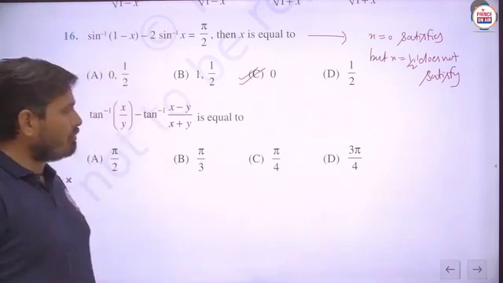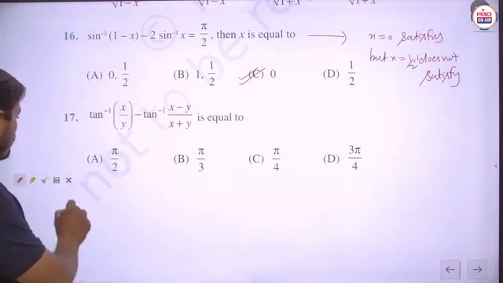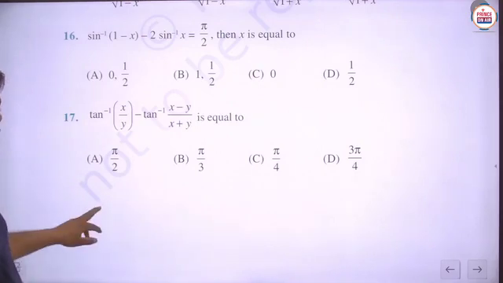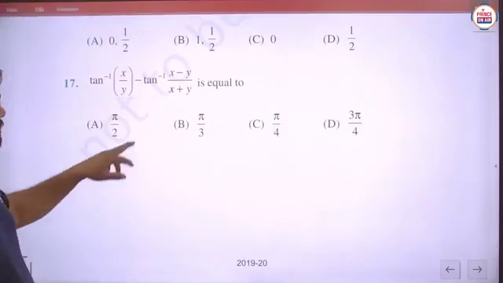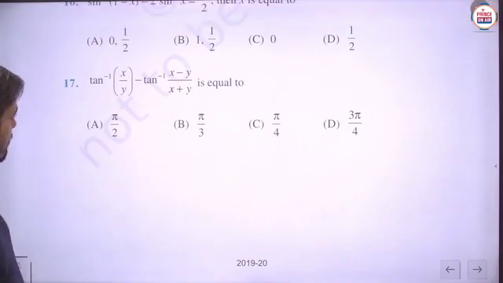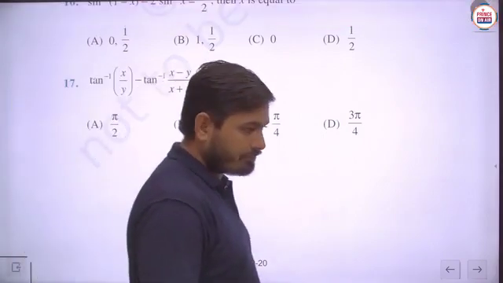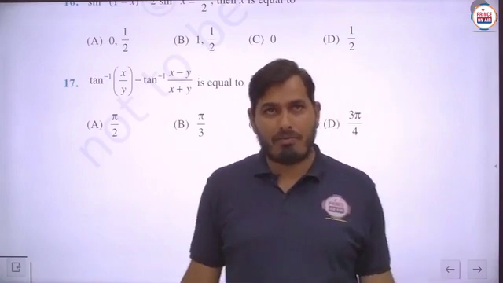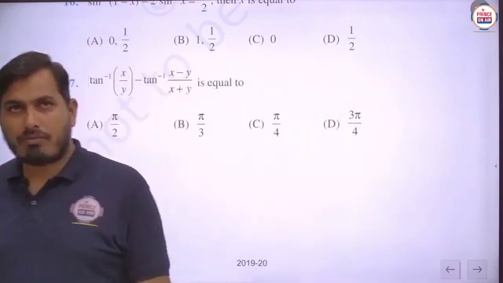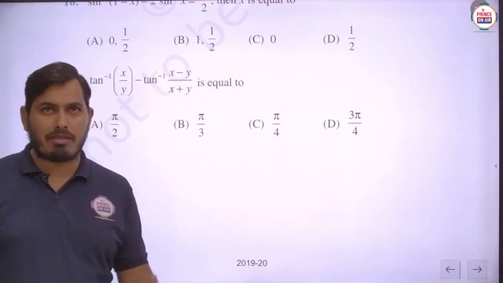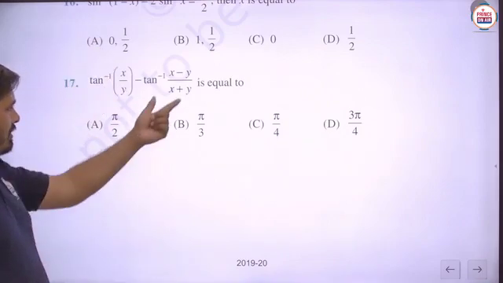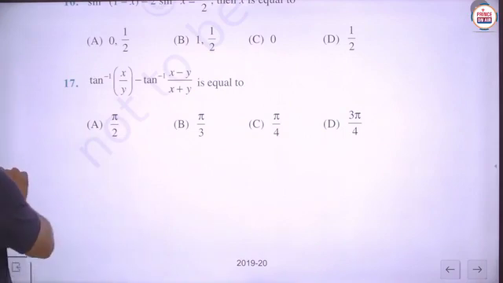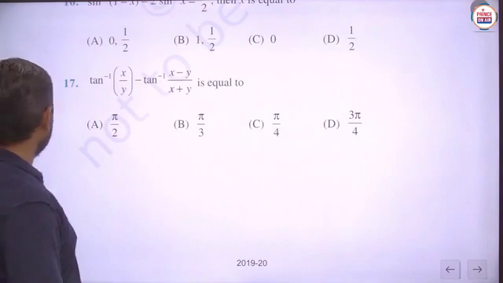The last question of the miscellaneous exercise we will take as question number 17. Tan inverse x upon y minus tan inverse x minus y upon x plus y is equal to. Again, a very simple thing is given, where we just have to use the formula of tan inverse x minus tan inverse y. In this part x upon y is there, in this part x minus y upon x plus y. So we will just apply the formula in this question number 17.